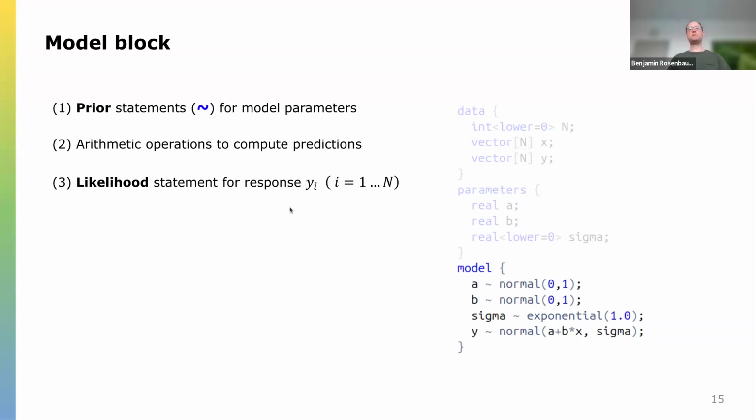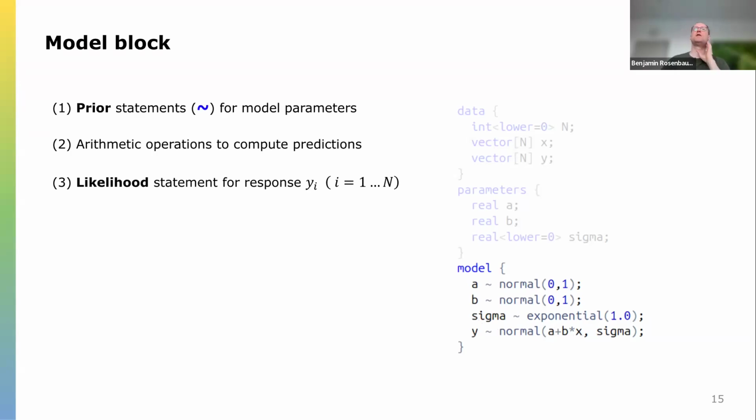The likelihood statement is where you tell how the model connects to the data. Usually you will have some arithmetic operations to compute the model prediction. Here I've written this directly in the mean. The normal has a mean and a standard deviation, and the mean is already expressed by the model prediction, A plus B times X. Then all the data points are normally distributed around this A plus B times X, with the standard deviation sigma.